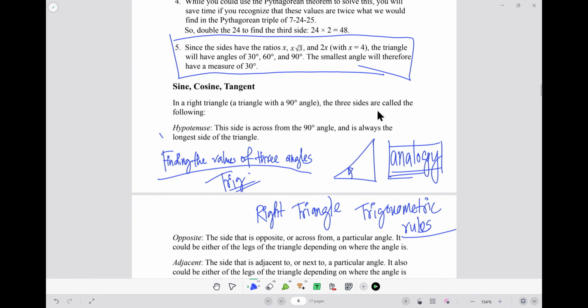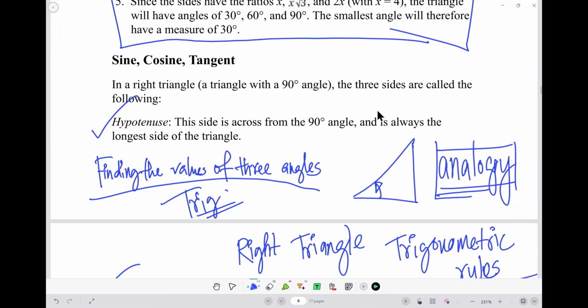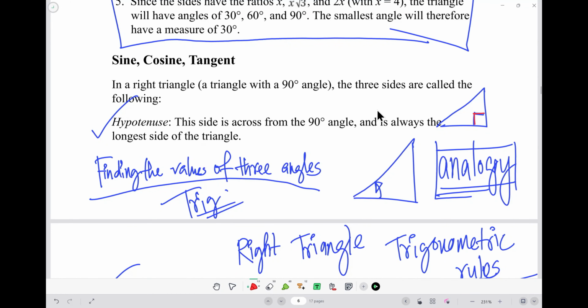That is basically the hypotenuse, the opposite, and the adjacent. The hypotenuse is the side which is located opposite the 90-degree angle of a right triangle. So this red shaded side is called the hypotenuse.